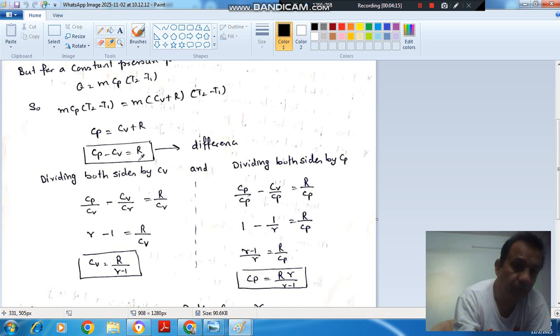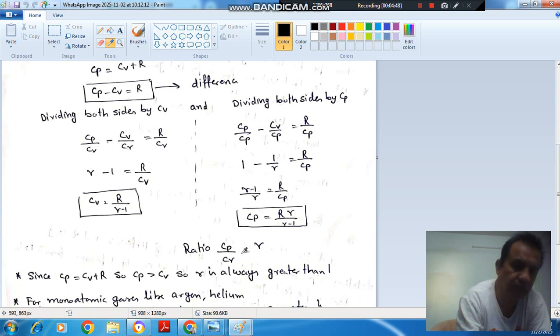Now we will find out the ratio also. If we divide this equation by Cv, then it will be Cp/Cv minus Cv/Cv equal to R/Cv. So this is gamma minus 1 equal to R/Cv, and Cv is R/(gamma minus 1). If we divide both sides by Cp, then it will be Cp/Cp minus Cv/Cp equal to R/Cp. So Cp will be R gamma/(gamma minus 1), where gamma is the specific heat ratio, Cp/Cv.